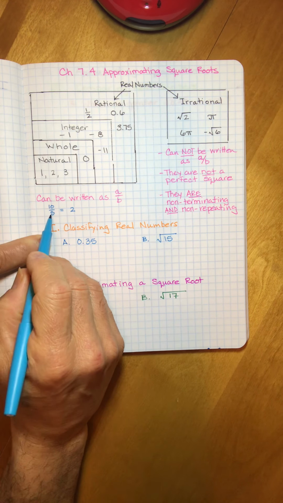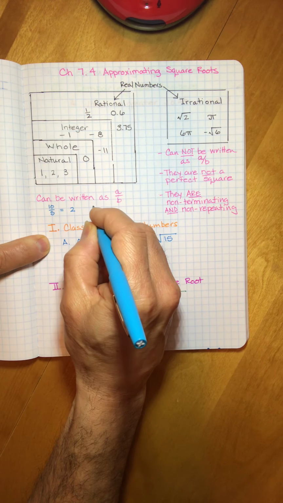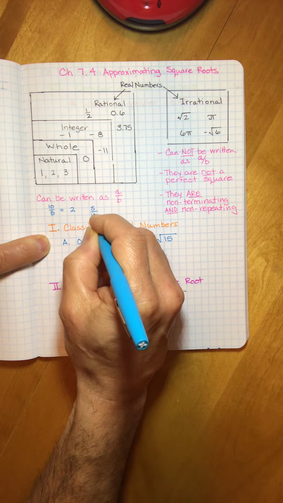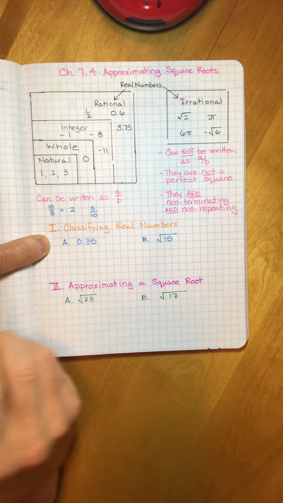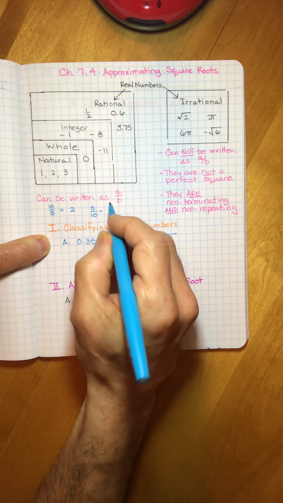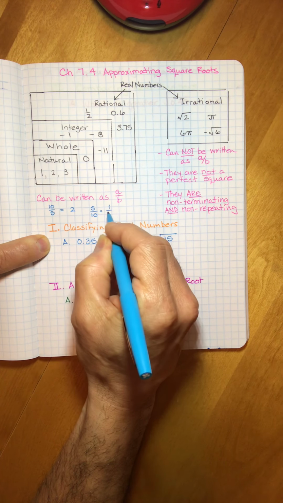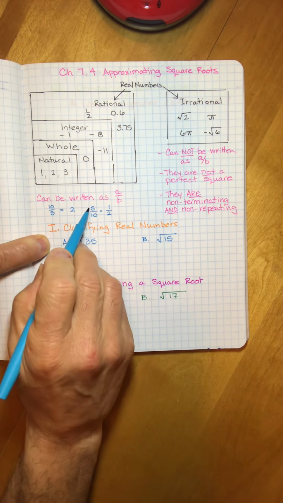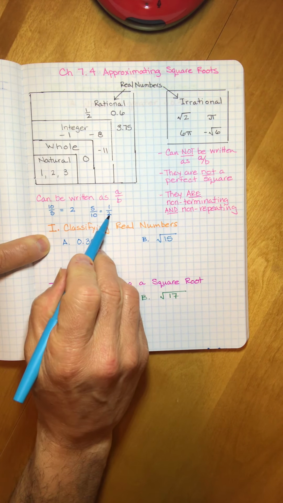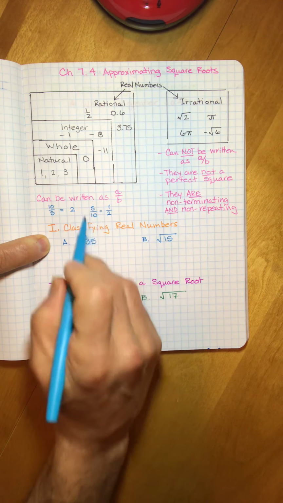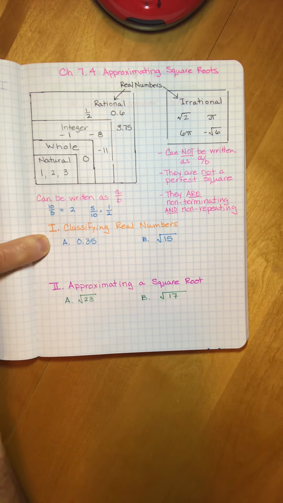Now I'm going to write the reciprocal of this. Okay, 5 over 10. Now 5 over 10, if we simplify it, is 1 over 2. See, A over B equals A over B, but they're equal. And so that falls under rational.